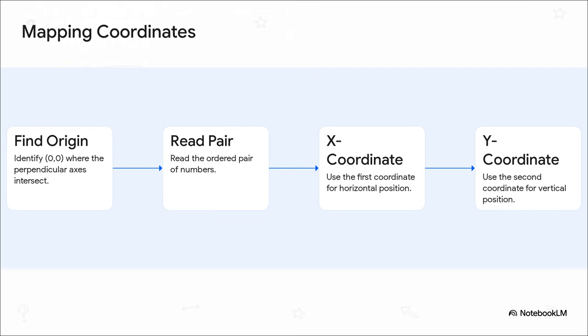That x value controls our horizontal position, so we move exactly 3 units to the right along the horizontal x-axis. And finally, step 4, we take the second coordinate, the 4. That y value gives us vertical position, so we move 4 units straight up along the y-axis. Drop a dot right there, and boom, we've precisely pinpointed the location (3, 4).